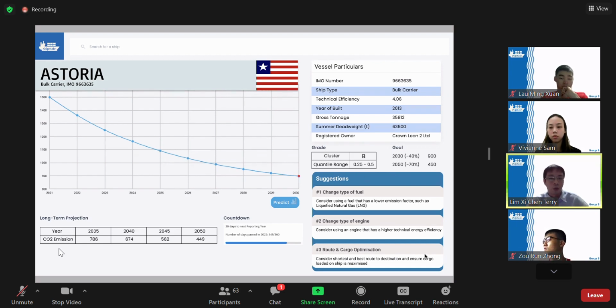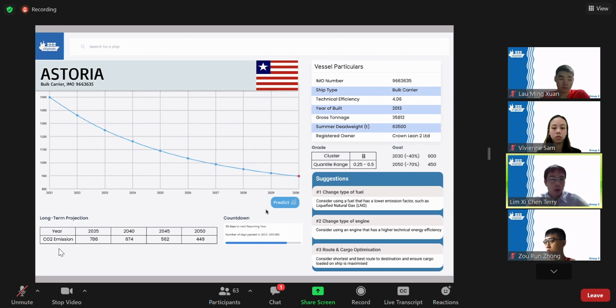Next, suggestions refer to some general suggestions we advise ship owners to explore on how to improve their CO2 emission. We also have a countdown feature to inform ship owners how many days are left until the next reporting period. Lastly, based on their grade, we provide a CO2 line trajectory for ship owners to assist them in setting short-term goals to achieve the 40% reduction by year 2030. The gradient of this curve is based on the quantile the ship falls into, as previously mentioned in our model explanation. The long-term projection shows the CO2 emission target for every 5 years, following a linear trend.